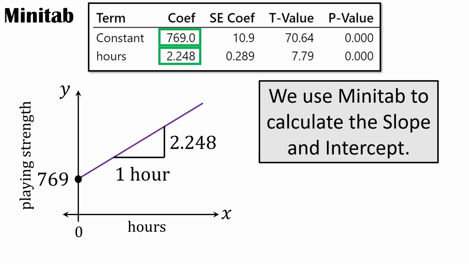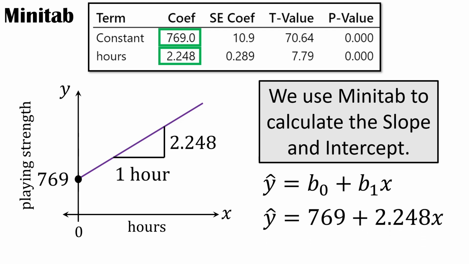We can take those two values and, starting with our general equation for the line of best fit, fill in values for B0 and B1, and that gives us our line of best fit.